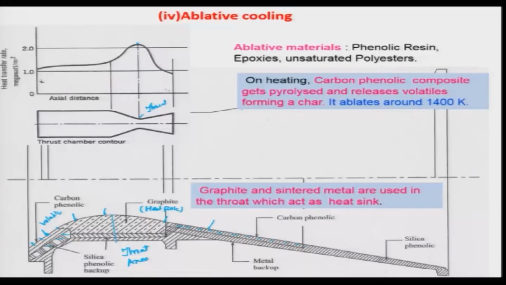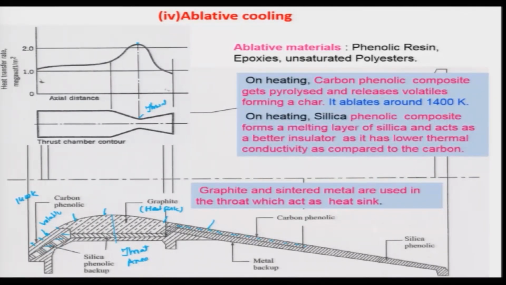And it ablates around 1400 Kelvin, and not only the carbon phenolic, but also the silica phenolic ablates around 1400 Kelvin. However, on heating, silica phenolic composite forms a melting layer of silica, and this acts as a better insulator because it has lower thermal conductivity as compared to the carbon. Therefore, the silica phenolic is being used on the back of the carbon phenolic material, and that is why this design is being used nowadays, particularly for solid propellant rocket engines.